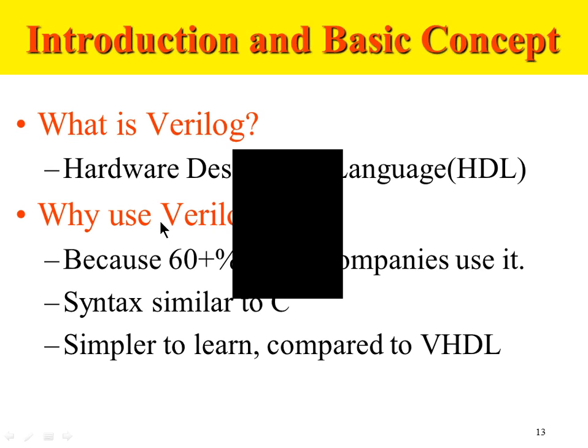A reason why Verilog has become more popular could be that the syntax is very similar to the C language and it is simple to learn. VHDL is something called a strongly typed language, so there are more strict rules when using VHDL compared to Verilog. Verilog is much more flexible and the syntax is somewhat similar to C. So coming from a C background, which a lot of people have, it's easier to learn Verilog.